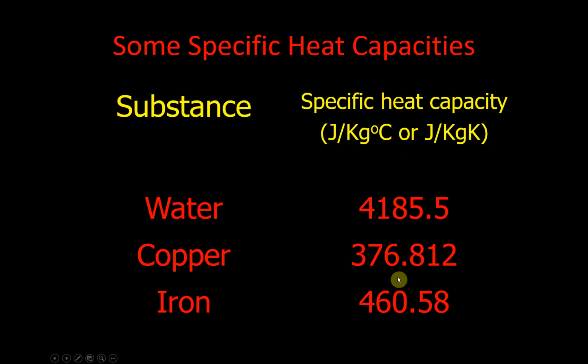Copper, 376.8, iron, 460, just to give you ideas of specific heats, which are often, as I say, tabulated. So if you find yourself doing a question with Q equals mc delta T and find that you don't have enough information, it may be because you're intended to look up the value of c.